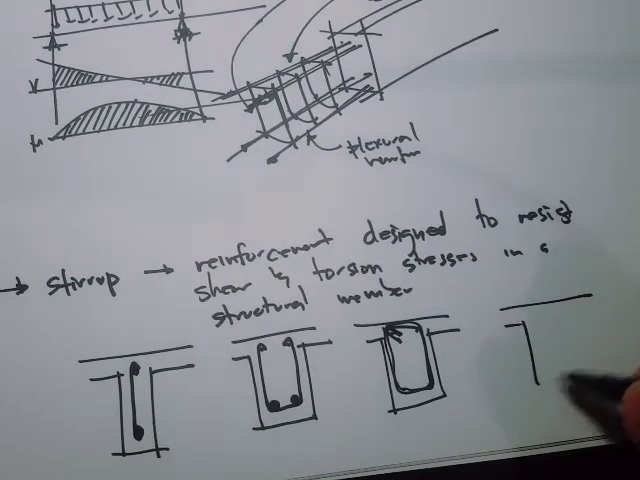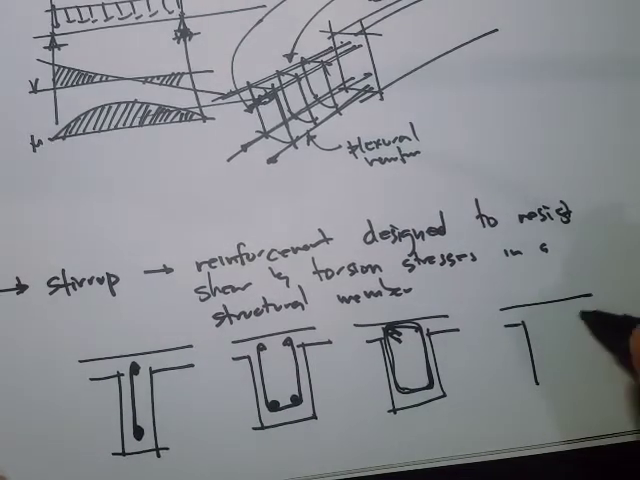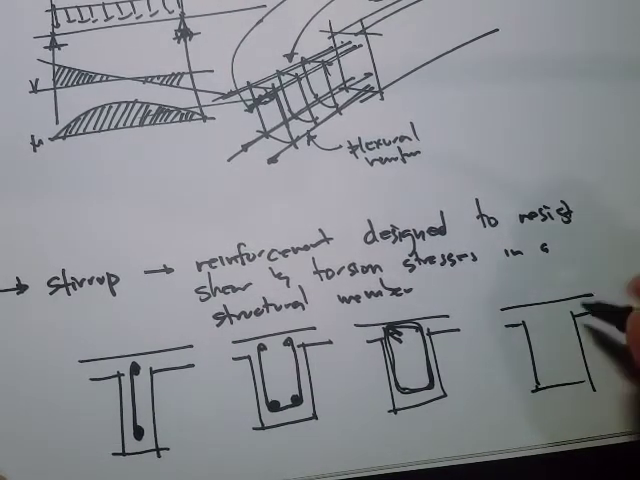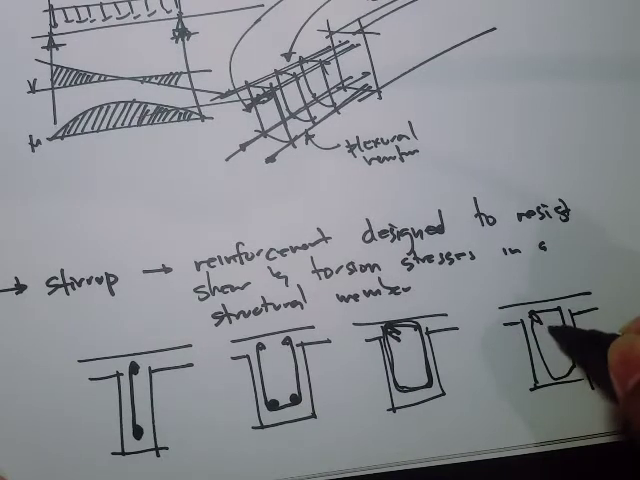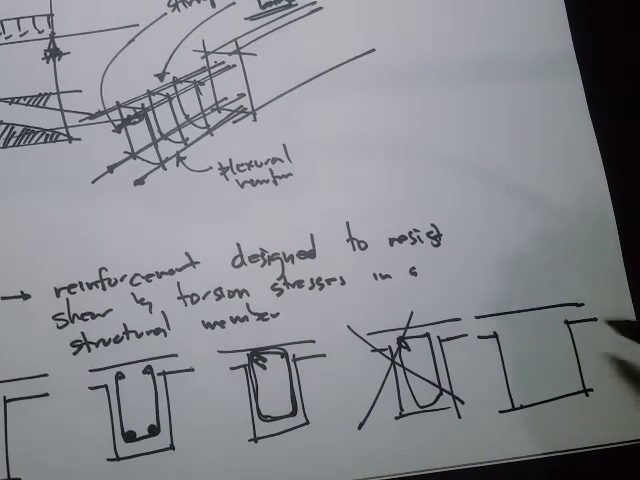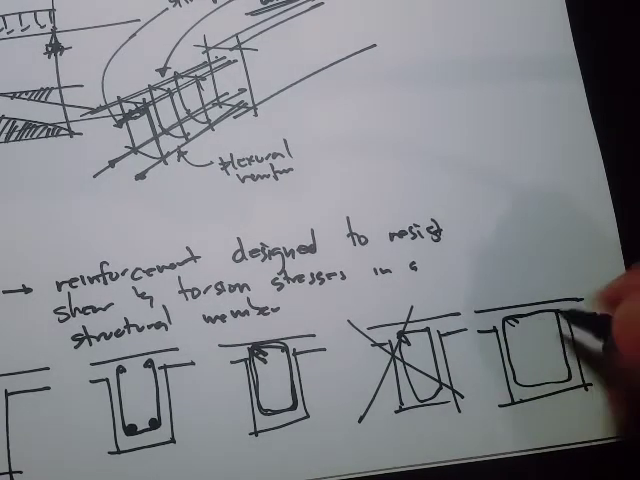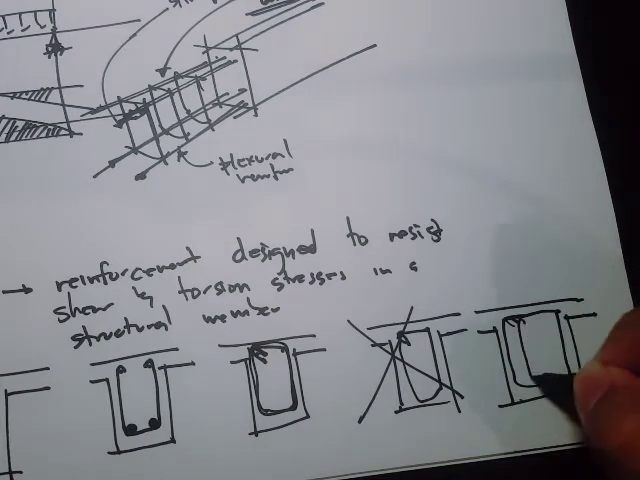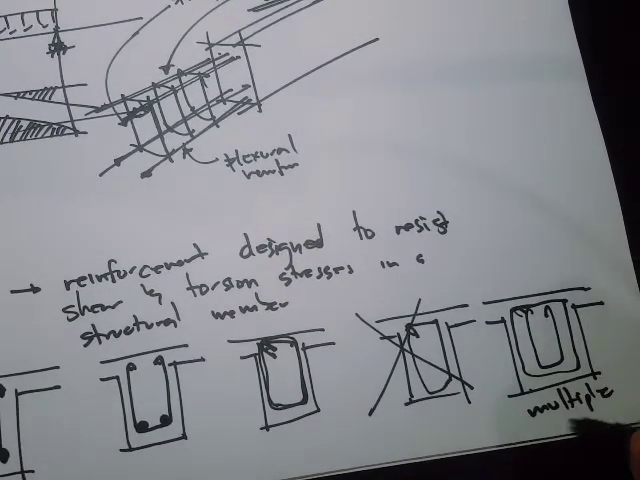And still there are many other stirrup configurations that can also be configured to resist torsion, and maybe some other details. For a multiple leg type, it will look like this. Okay, let me try it again. Of course, if you have a wider beam, you'll have a stirrup configuration something like this. This is what we call the multiple leg type.